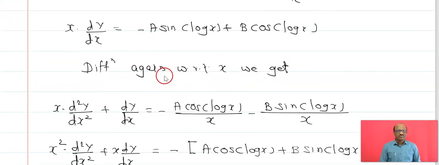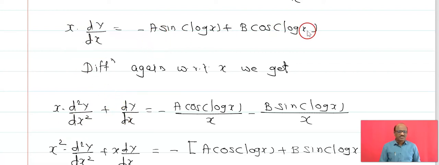Now differentiate again with respect to x. To differentiate this x into dy by dx, we must apply the product rule. What is the product rule? If y = u into v, then dy/dx = u into dv by dx plus v into du by dx. In the same way, keep this x as it is and find the derivative of dy by dx. It's x d2y by dx square plus derivative of x, which is 1, into dy by dx.